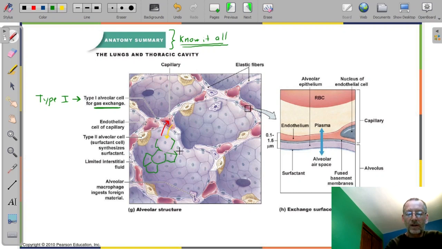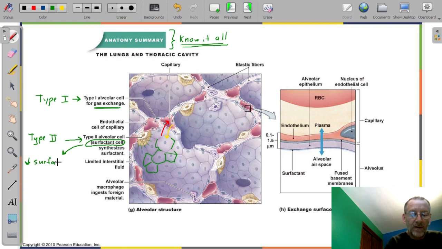Type 2 alveolar cells, different function. These cells produce surfactant. And surfactant is a film, it's a liquid that's produced by these cells, and it goes out onto the surface of the alveoli and reduces surface tension. So that's the role of surfactant, is that it reduces surface tension.